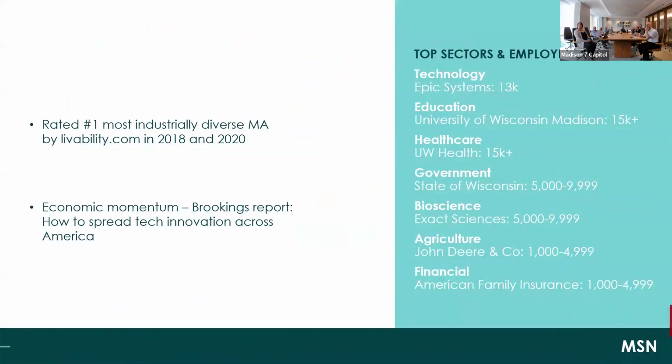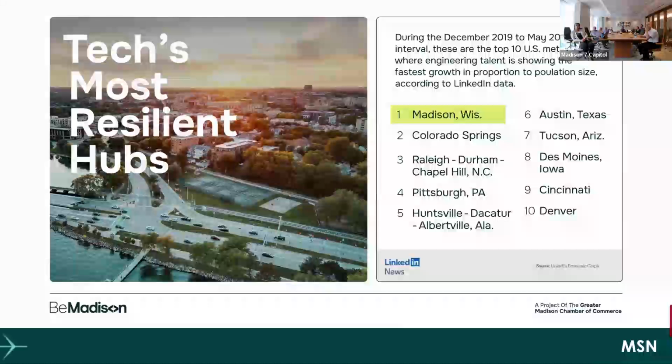Kind of highlight our biggest sectors and employers, obviously Epic, UW Health, government with the state of Wisconsin, bioscience, Exact Sciences, agriculture, a good mix of employers and diversity in the economy. And then there's some more slides, how we get into how Madison's a tech hub now, competing with the likes of, like I said, Austin, Colorado Springs.